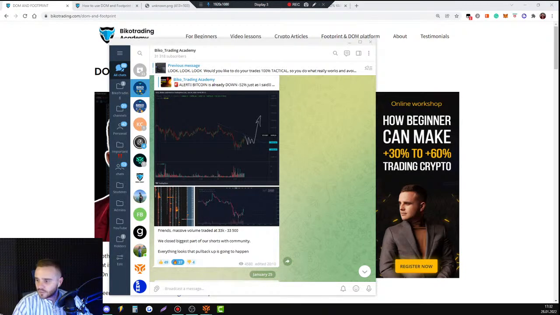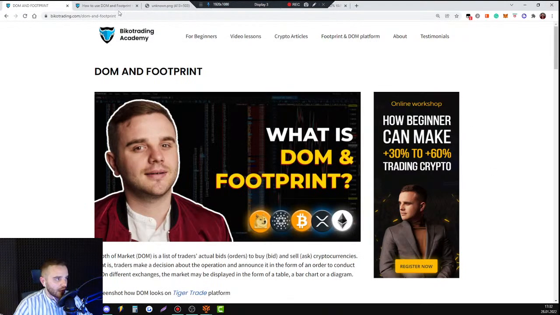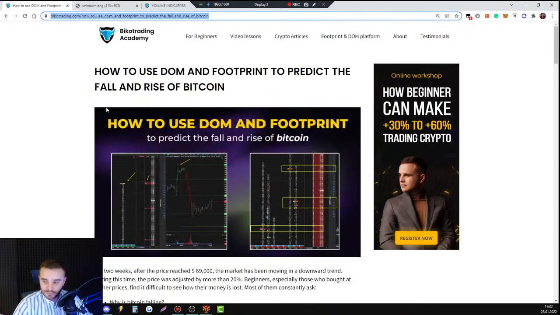Okay, friends, how to use DOM and footprint. Sometimes a big volume can push price up if BTC starts dumping. Remember, it's always harder to stop a train than for a train to continue down.